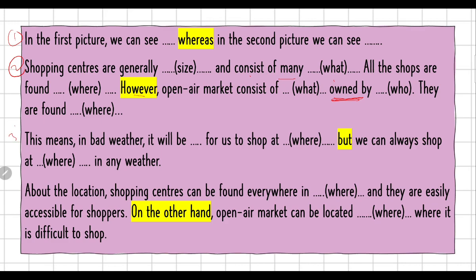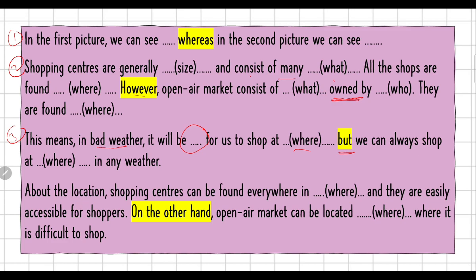Number three, this means in bad weather, it will be what for us to shop at where. Bila cuaca yang tak elok, ianya akan jadi apa? What is the word here? For us to shop at dekat mana? However, but we can always shop at where in any weather. Okay, so you compare. Again, you use the word but here.